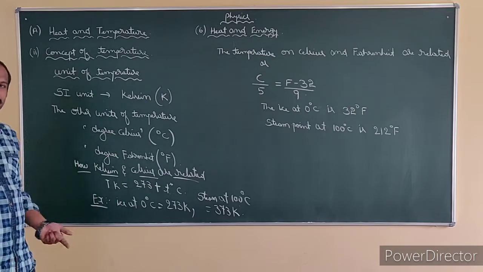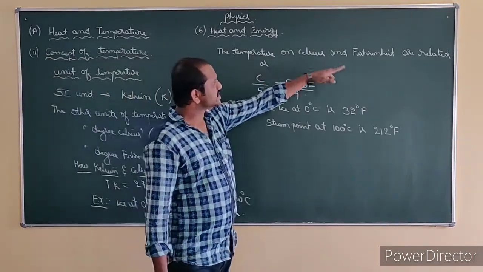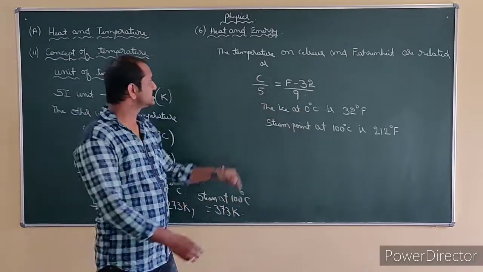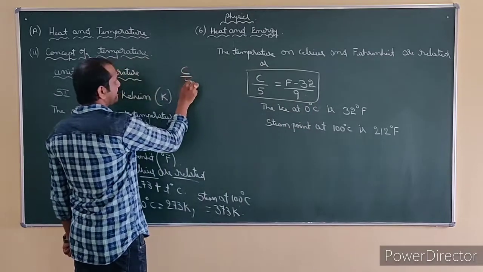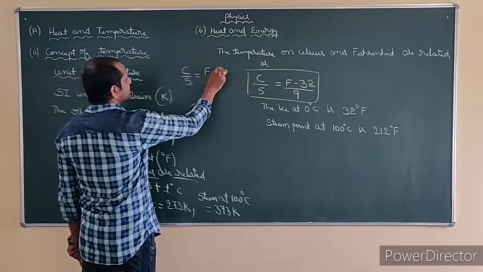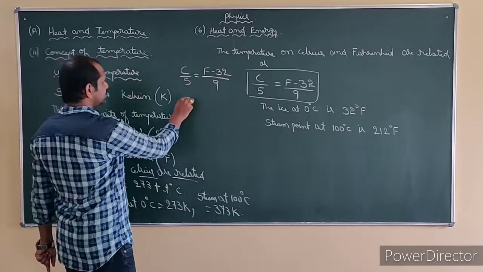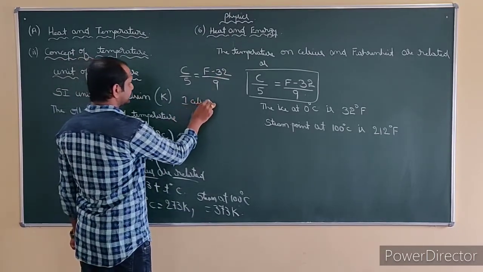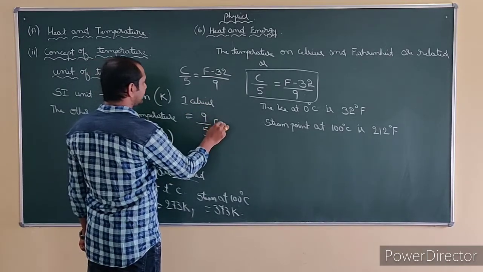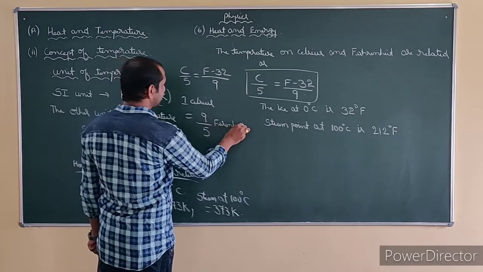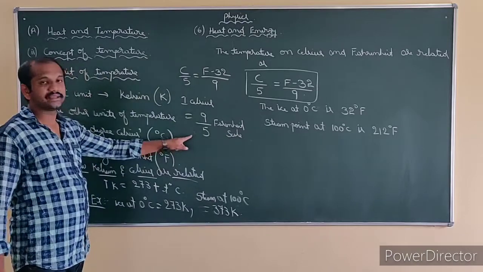It's very important, and you have known this right from 6th standard also. Now, how are Celsius and Fahrenheit related? This is the formula for that. Remember this. C by 5 is equal to F minus 32 by 9. It means 1 Celsius is equal to 9 by 5 of the Fahrenheit scale. Understand? It is very important.